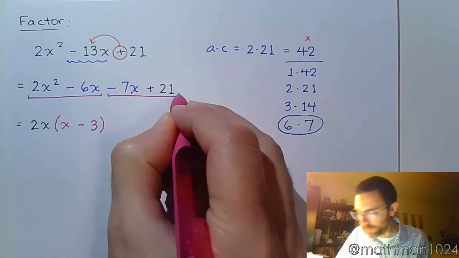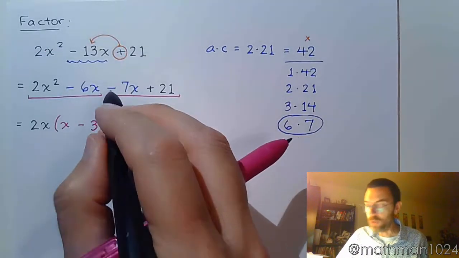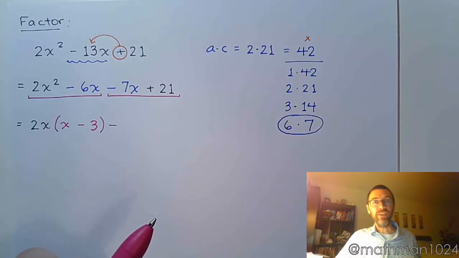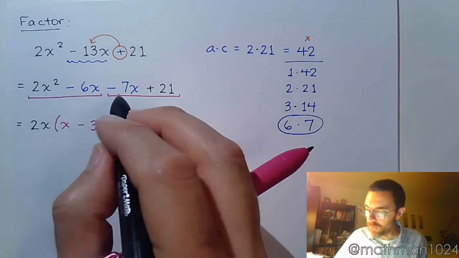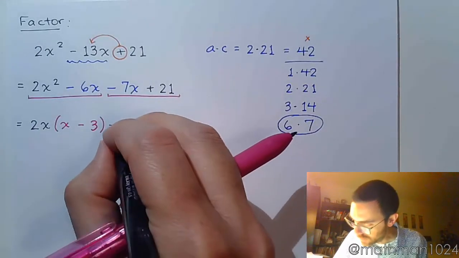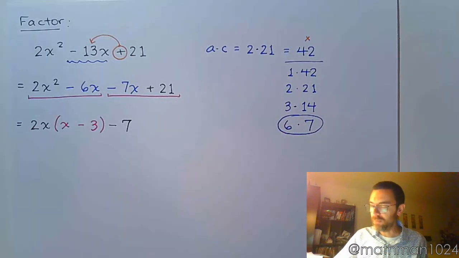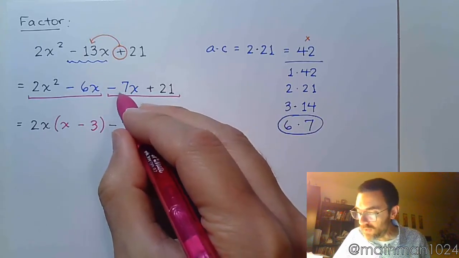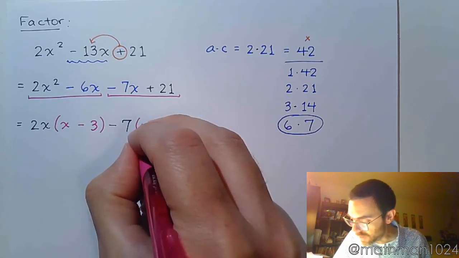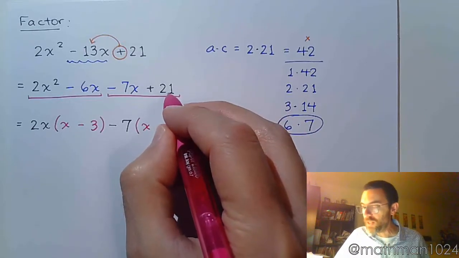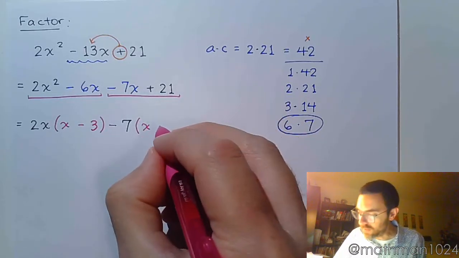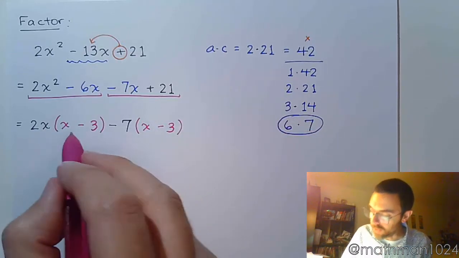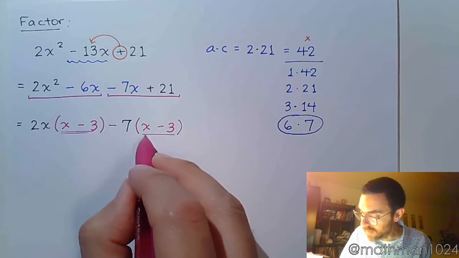The second group begins with a minus sign, which means whatever the common factor is must also have a negative included with it. And the common factor for 7 and 21 is 7. So we're going to be factoring or dividing out negative 7. So negative 7x divided by negative 7 is just x. Positive 21 divided by negative 7 is negative 3, which is a good thing because these guys are exactly the same, x minus 3.